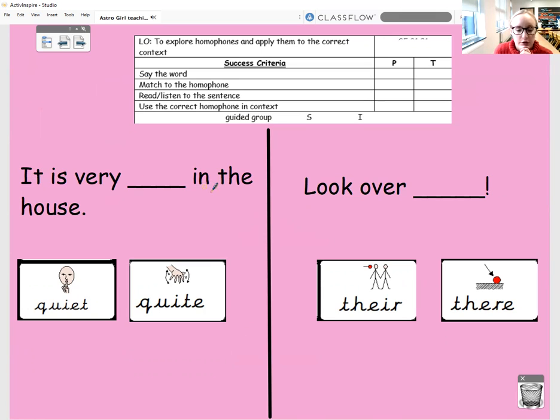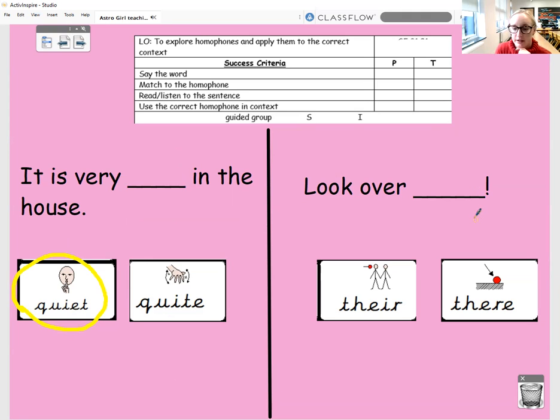So here I've got another simple sentence that we'll have a little go at reading. It says, it is very in the house. So I'm going to read that fluently now. It is very in the house. Right. So is it quiet? It is very quiet in the house. So we're describing what it's like in the house. And because we're describing the volume of it, be quiet. So we'd pop it in this box here.